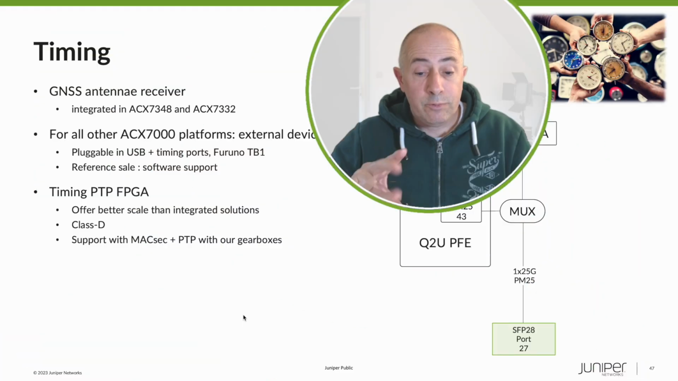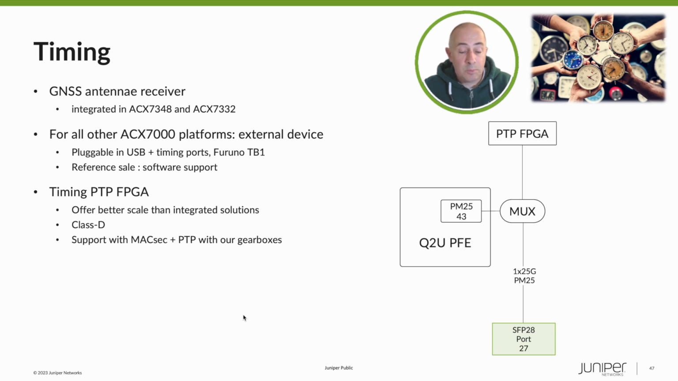The ACX7000 is really strong on timing. That's a very big differentiator compared to the competition. We have 2 main hardware parts that are making this. Number one, the GNSS antenna receiver that we have on the ACX7300. On the other products, we can still rely on an external part, the TB1, that can be connected via the USB and timing ports. It's what we call a reference cell. That means we do have the software support for it.